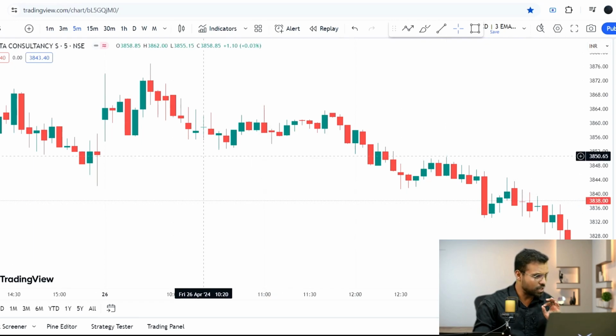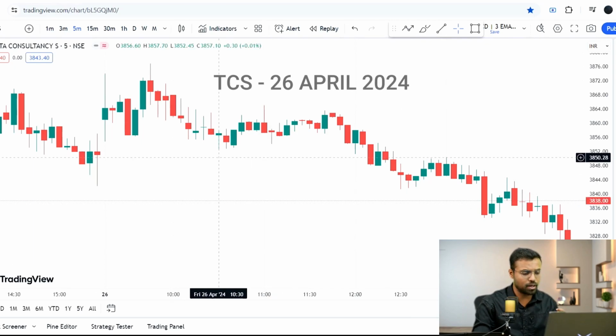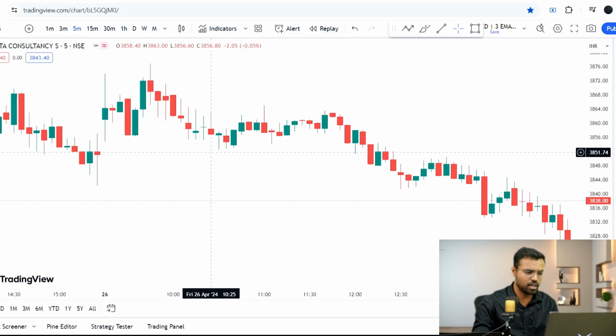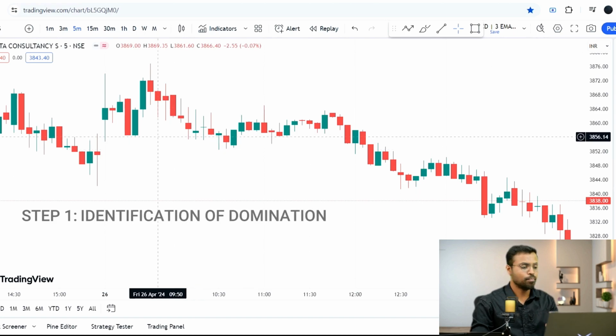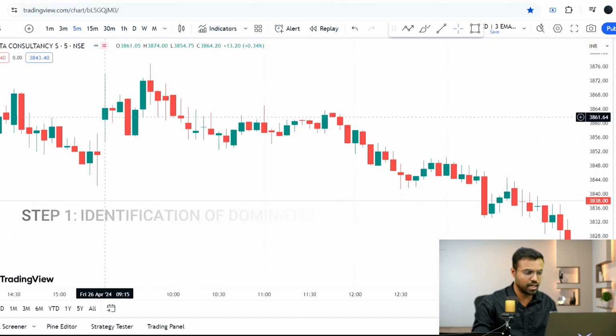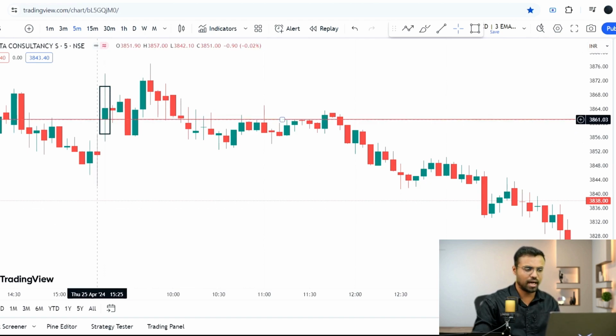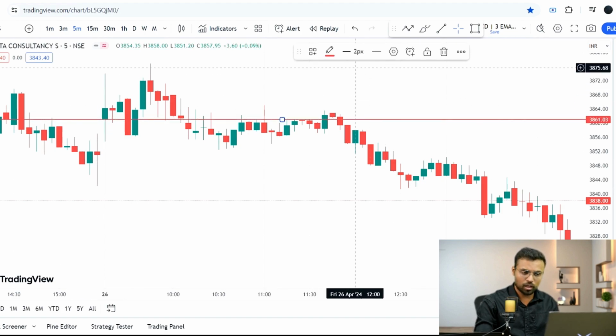Now, let us go to a live chart and apply the same steps that we discussed in video number one. Here I have the TCS chart of 26th April 2024 on a 5 minutes time frame. The first step in the process of identification of domination is to start marking the openings of every candle. The first candle of TCS here is a green candle. I will mark the opening of this green candle, not the high, not the low, but the opening.